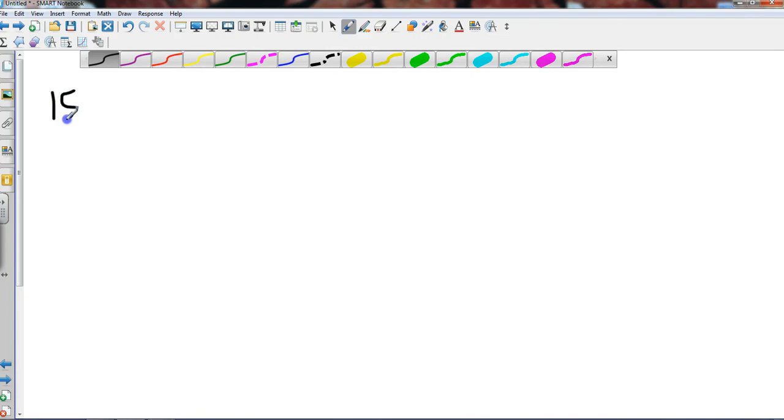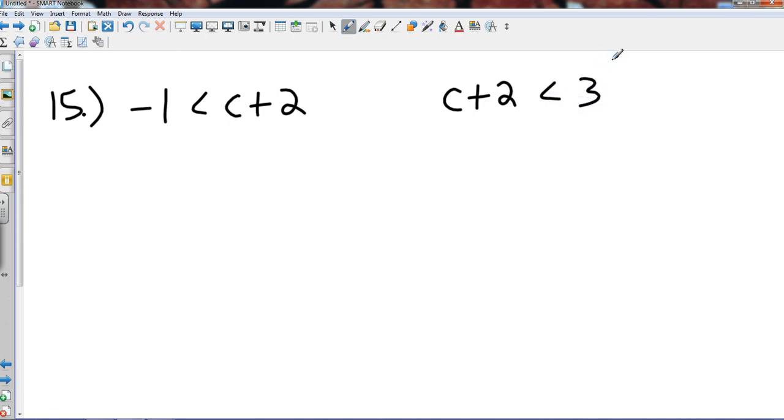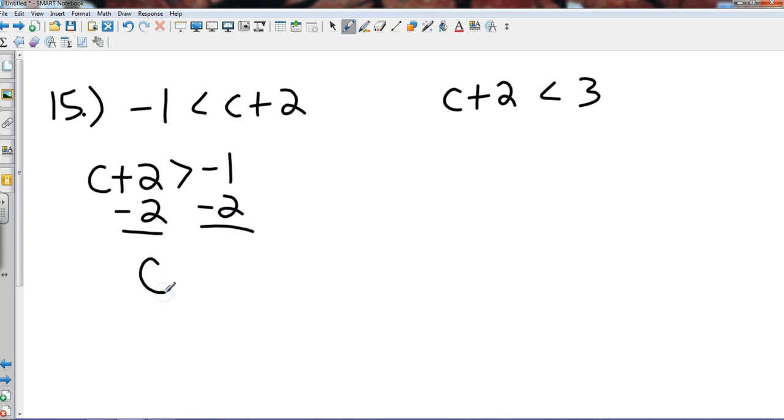Number 15. I'm going to go ahead and break those into the two equations. They should be negative 1 is less than c plus 2. And the second one is c plus 2 is less than 3. I'm going to rearrange the first one to have the c plus 2 on the left side. And then I'm going to solve it. What's my only step? Subtract 2. That's a negative 2. Do I flip the sign? No, because it only works for multiplication and division. What's negative 1 minus 2? Negative 3. And then when I subtract 2 on the other one, I'm going to get c is less than 1.